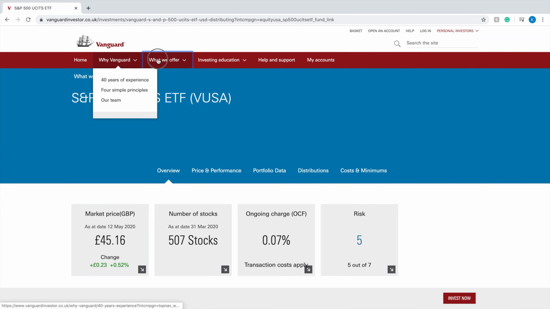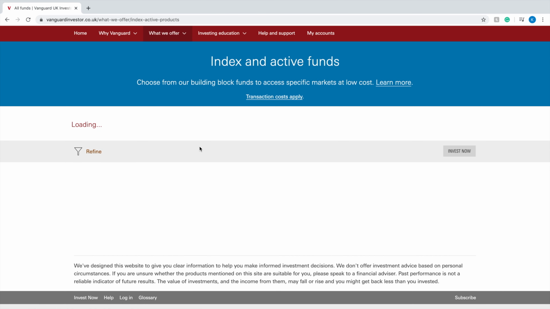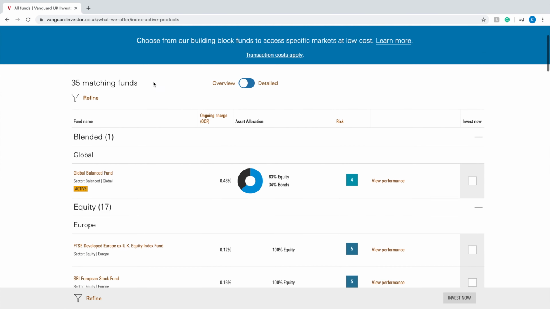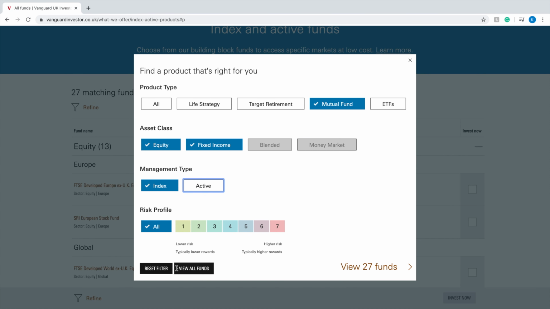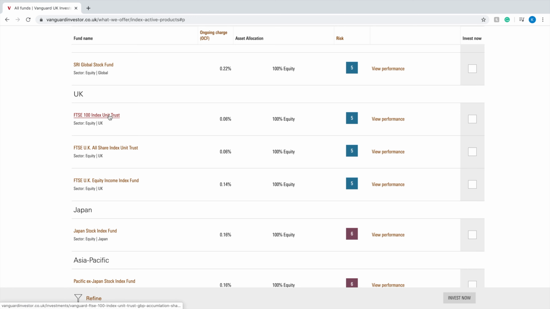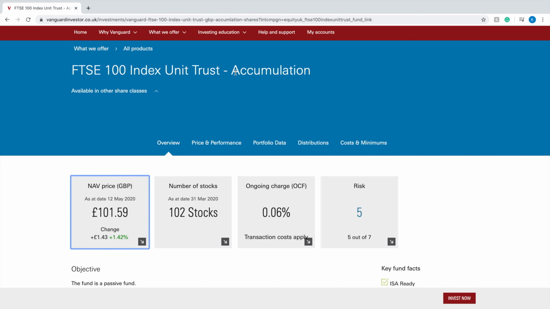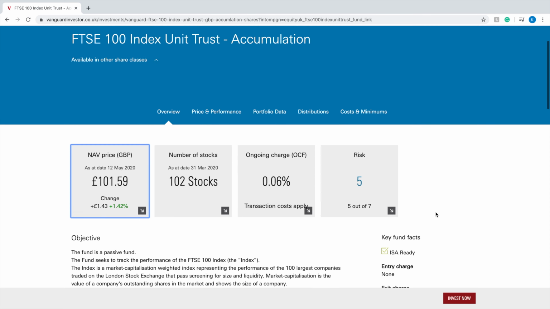We'll just have a look at a UK one as well. So we'll look at the FTSE 100 index fund. So again, that's sort of the price for investing in this, and this is an accumulation. So this one will reinvest any cash payments that the fund pays out. It's got 102 stocks, and it's got a 0.06% charge, and again, a very similar risk profile to the others we've looked at.